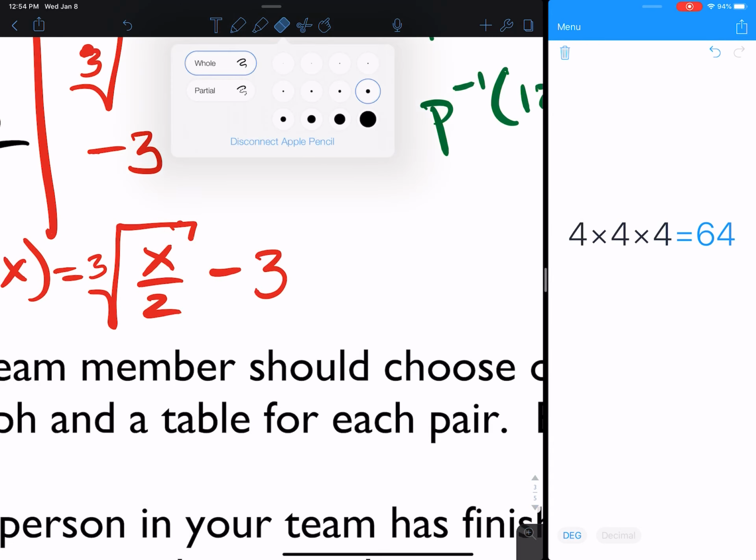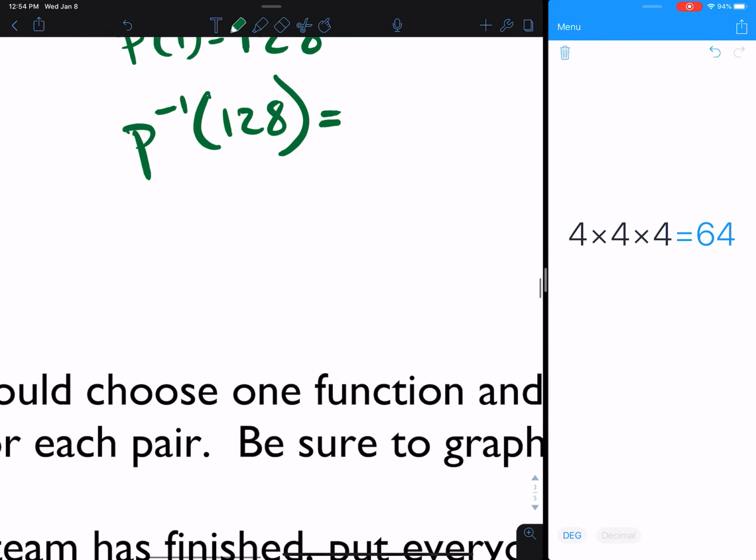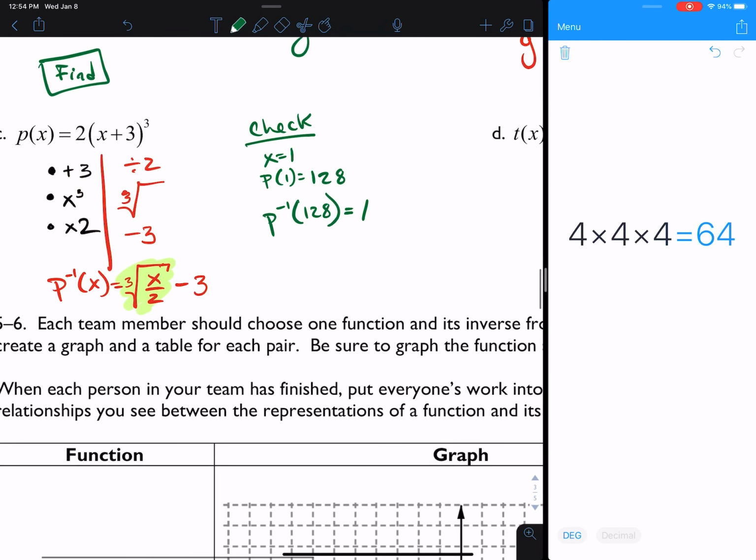So that means this quantity here is 4. 4 take away 3, that's 1. There you go. So it took me right back to where I started. So that's verification that P inverse of x is correct.